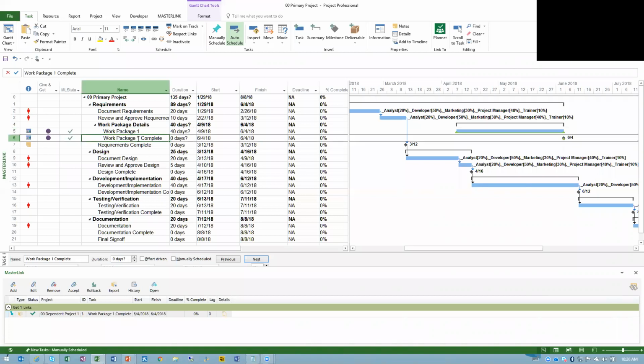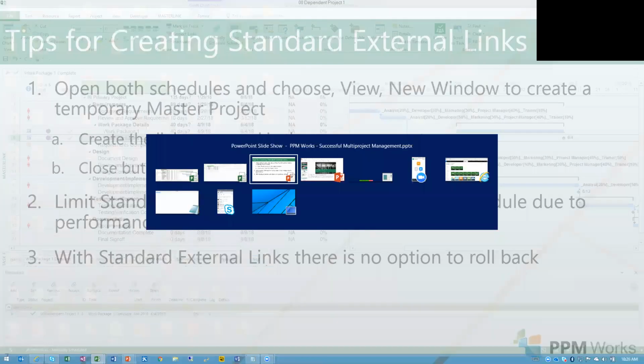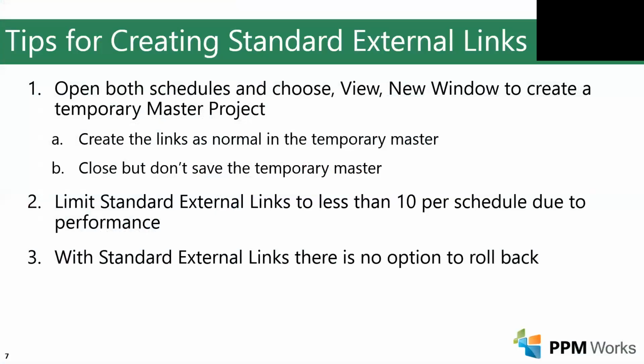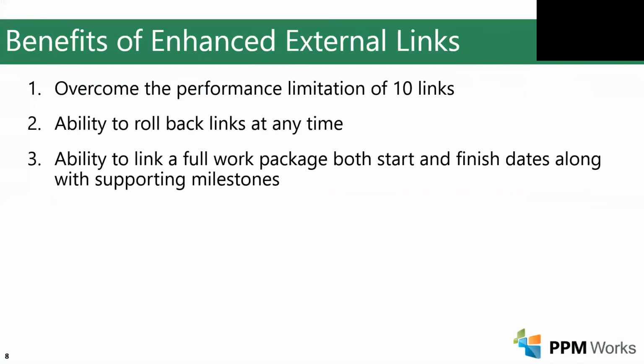Great. So let's review what we covered, and then I'll have some time for questions. So we start with the standard, and then I showed you some enhanced external links. So this would help you, just a few examples here. You'd overcome the performance limit of 10 links. So when you use an enhanced link tool like the one I've showed, you can get over that 10 link limit. You can roll back your updates at any time or show the history, and the ability to link a full work package to see both the start and finish dates along with supporting milestones.